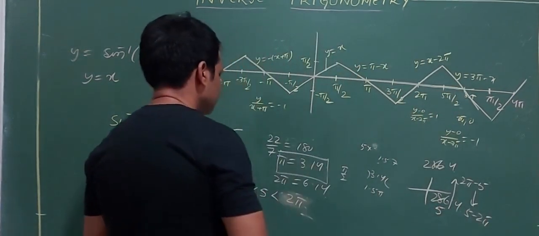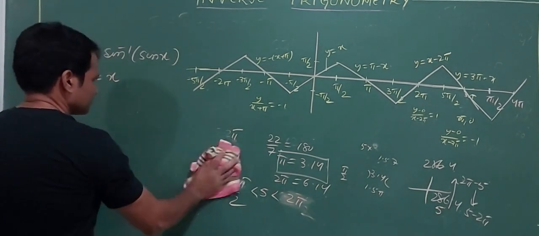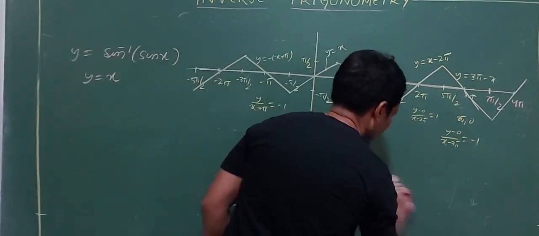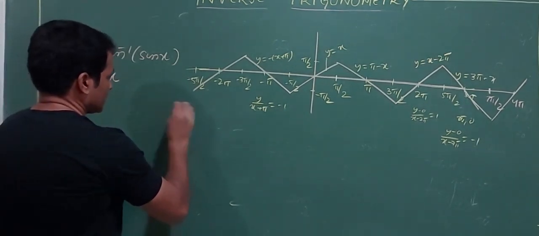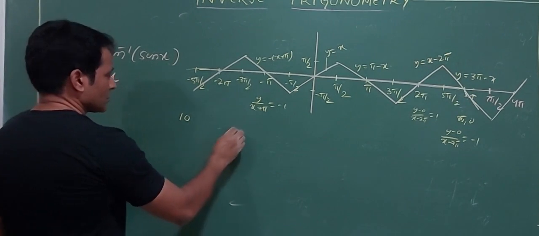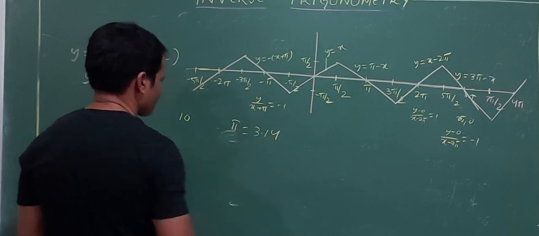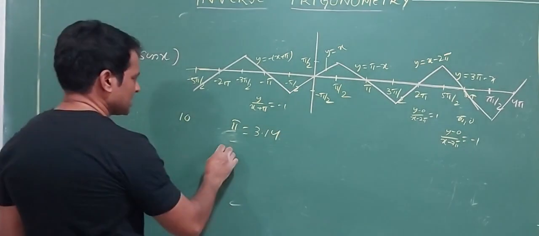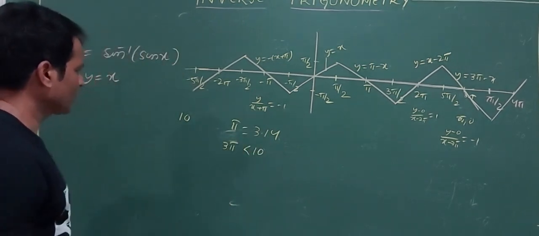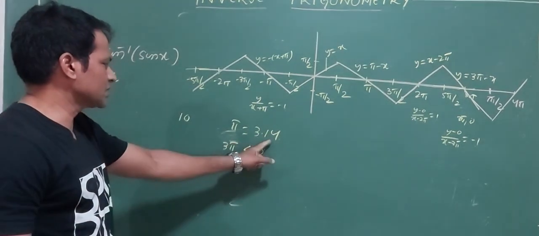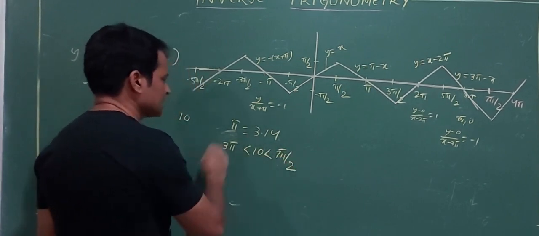Alright, that is over. You have understood sin inverse. Let's go to 10. Pi by 2 is equal to pi, which is 3.14. So 10 lies between them. If I take 3 pi, 10 is greater than 3 pi, because you multiply 3 here, this becomes 9.42, less than 7 pi by 2. That means 10 lies between these two values.